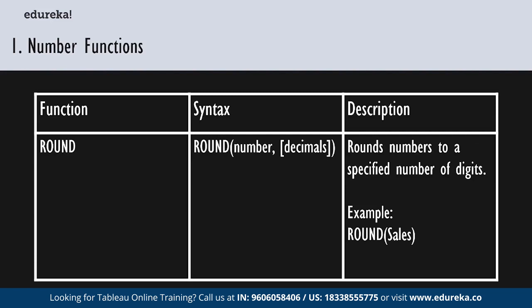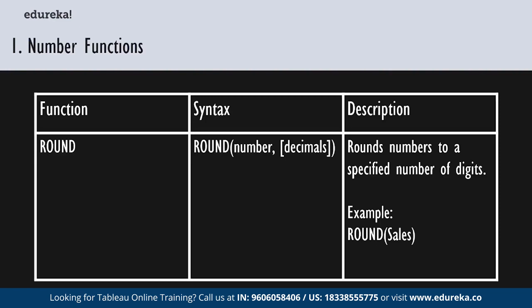Then we have round. So basically what this does is it rounds a particular number that you put in to a specified number of digits, right? The decimals argument specifies how many decimal points of precision to include in the final result. Now, if you decide to not fill anything in, the number is rounded to the nearest integer, right?